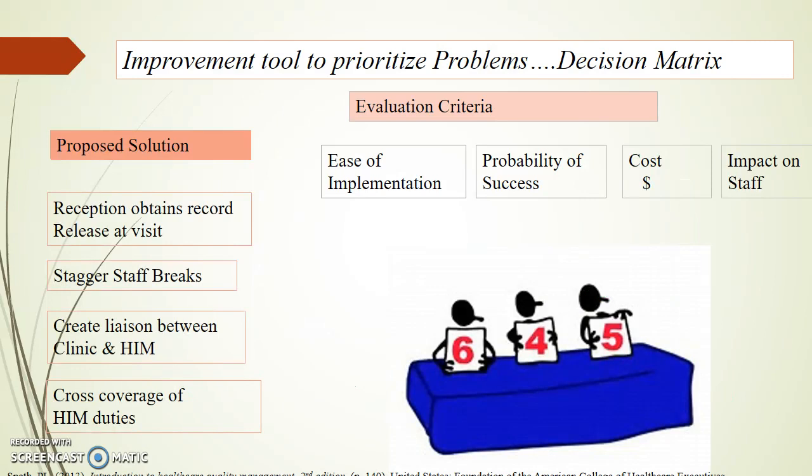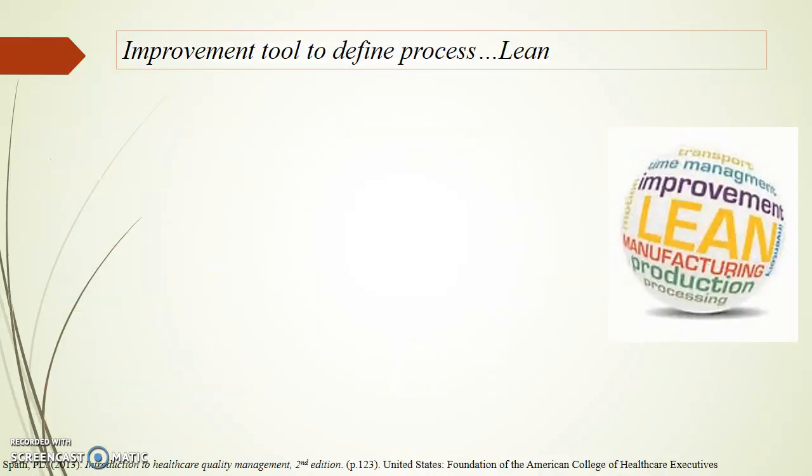The HIM staff tallies information about the causes of complaints. In order to prioritize the problems, a decision matrix would be used. This tool is helpful when there are a lot of factors to consider. The proposed solutions, along with evaluation criteria, are listed, and team members would then provide a score with use of a ranking key.